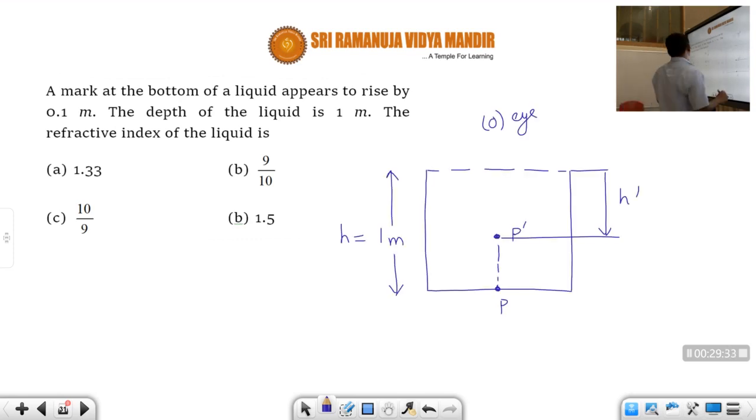Okay, students. Now they are asking that a mark at the bottom of the liquid appears to rise by 0.1 meters. Rise means what, students? This one. This is 0.1 meter. That means basically they gave the shift as 0.1 meter. Okay, students.